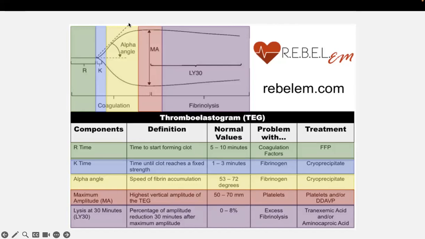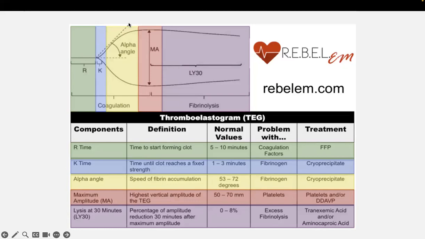Yes, though. Cool. So K time looks at the beginning of movement of the pin until the 20th millimeter width, né? And it's a marker of the presence of fibrinogen production. So if your K time is prolonged, it means that you do not have enough fibrinogen. So you need to give a blood product that has fibrinogen in it. And we know that cryoprecipitate has fibrinogen in it.